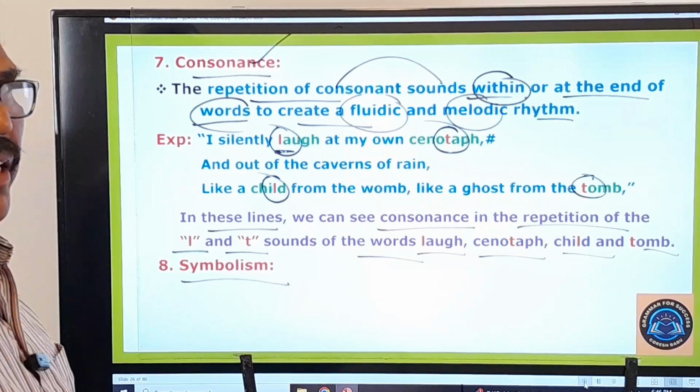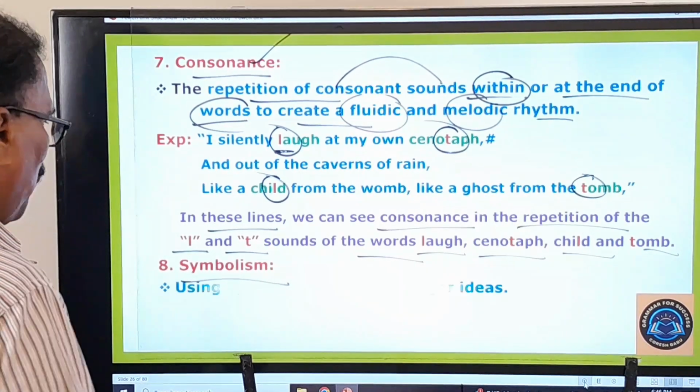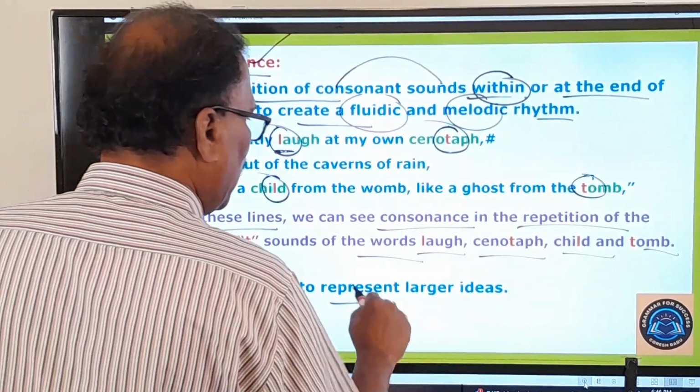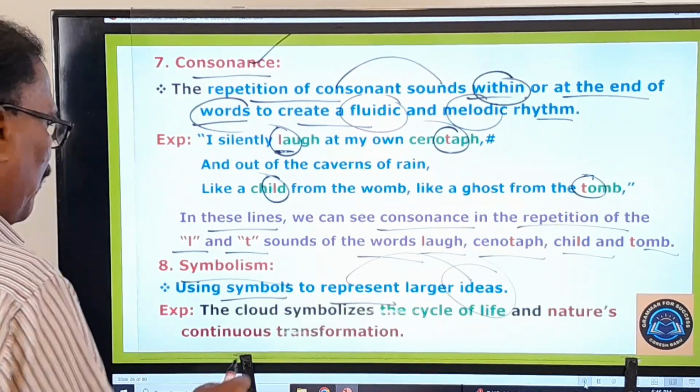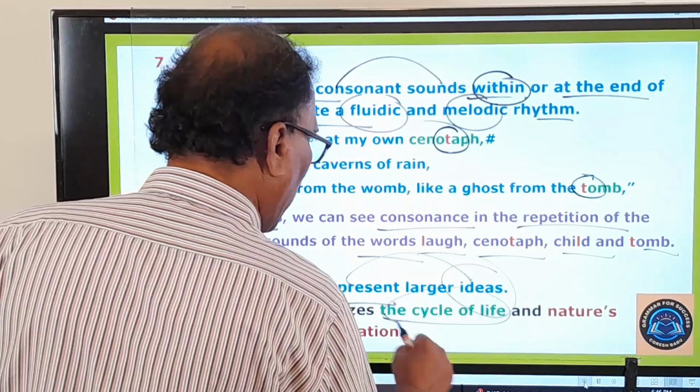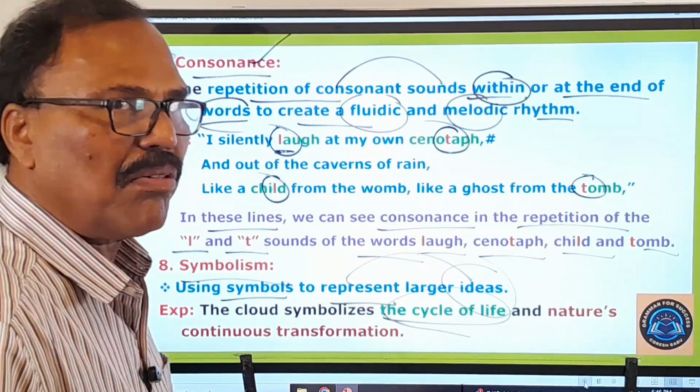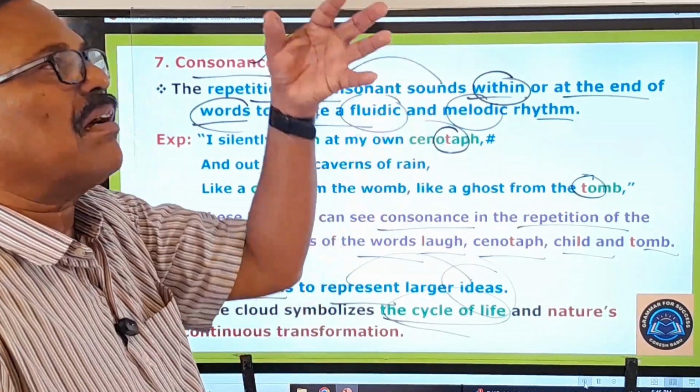Symbolism is also there in this poem. What is that symbolism? Using symbols to represent larger ideas. Let's go to the example. The cloud symbolizes the cycle of life. What does this cloud symbolize? It symbolizes the cycle of life.